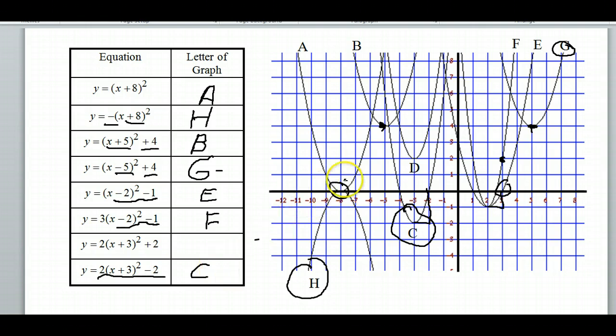Or let's take a look. So our vertex for D is here at -3. That'll be (x plus 3) quantity squared. We're up 2. It'll be a +2. This is not congruent to y equals x squared. If I go over 1, I don't go up 1, I go up 2. Congruent to 2x squared, giving us 2(x plus 3) quantity squared +2. And that is graph D.